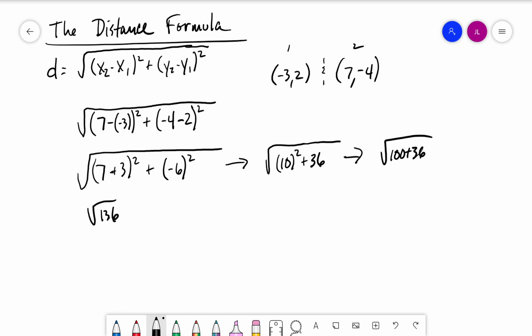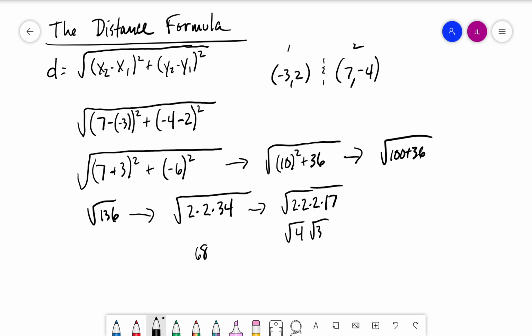Now, that isn't a perfect square, but can we break it down? Well, let's see. We could say 2 times 68, so we could do 2 times 2 times 34. So we could do 2 times 2 times 2 times 17. 17 is a prime number. So we've really got the square root of 4 and the square root of 34 here. And the square root of 4 is 2, so 2 square root of 34 would be our answer for the square root of 136. Or the distance between the points -3, 2 and 7, -4 is 2 times the square root of 34.